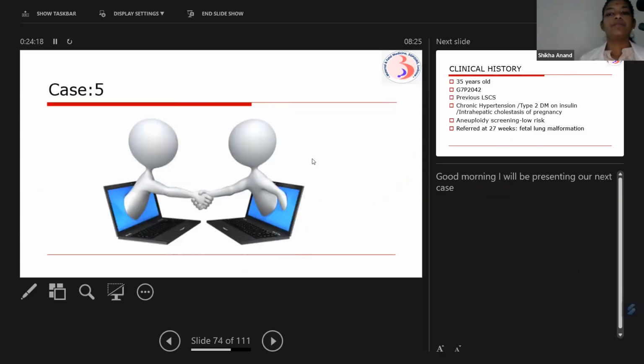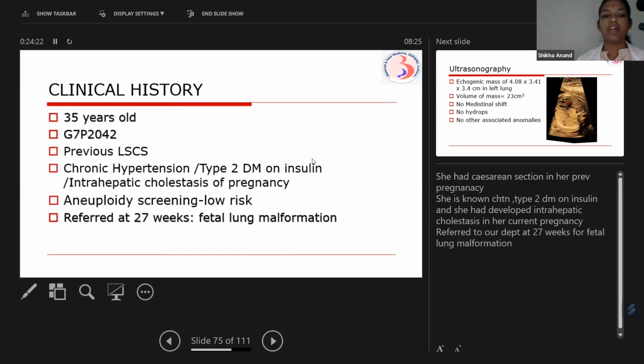Good morning. I'll be presenting our next case. A 35-year-old, 7th gravida with 2 previous living issues and 4 abortions. She had a previous cesarean section and is a known case of chronic hypertension, type 2 diabetes on insulin, and she developed intrahepatic cholestasis in her current pregnancy. She was referred to our department at 27 weeks for fetal lung malformation.